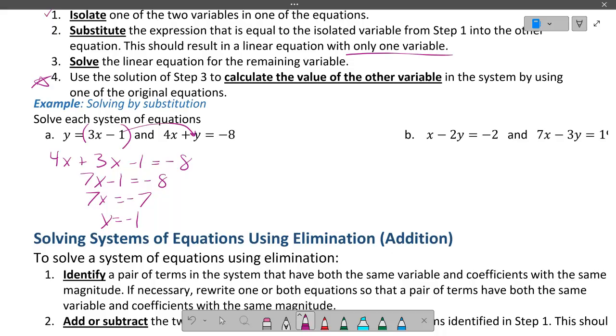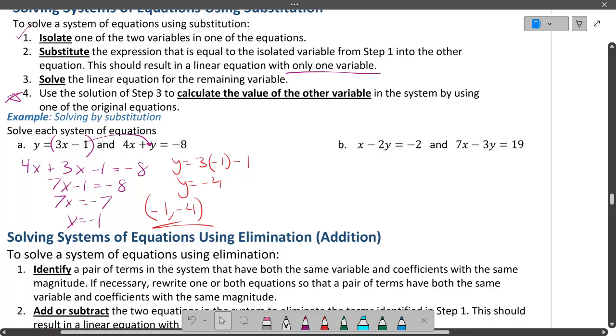So I need to plug this variable back into either equation. Doesn't matter which one. Which one looks easier, left or right? Left? Cool. Y equals 3 times negative 1 minus 1. Y equals negative 4. Okay? So then what's our final solution? Negative 1, comma, negative 4. Okay? An ordered pair. It's a point on the line. It's a point that exists on both lines.